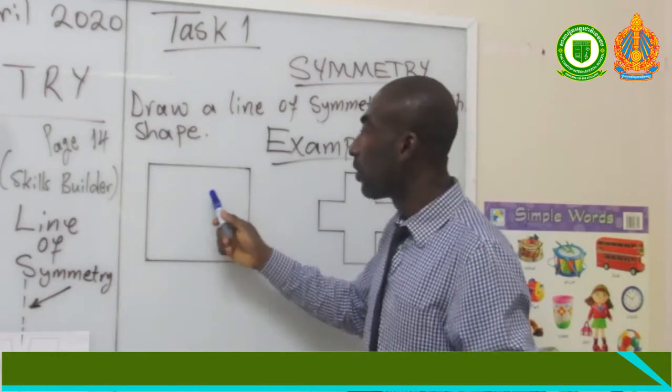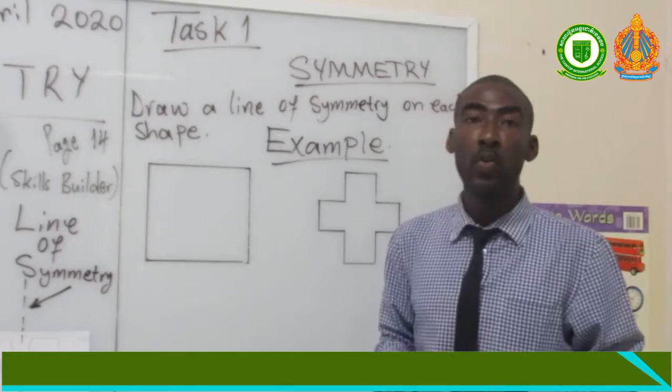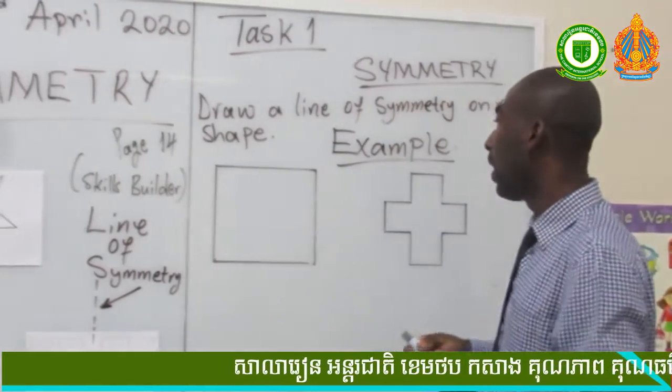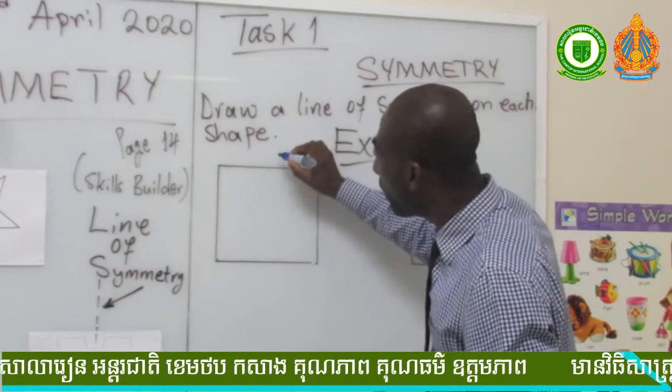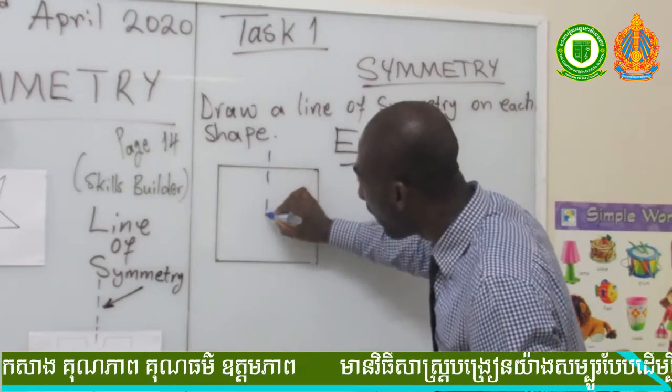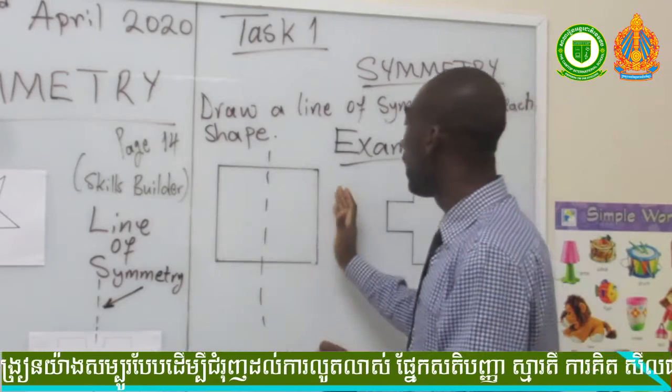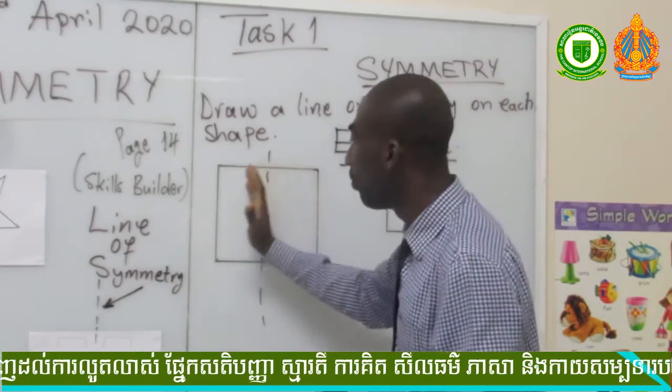When you look at your square, you have to decide where you want to put your line of symmetry. Okay, so let's look at this. If you put a line here, it means that you can easily close this part to this part.